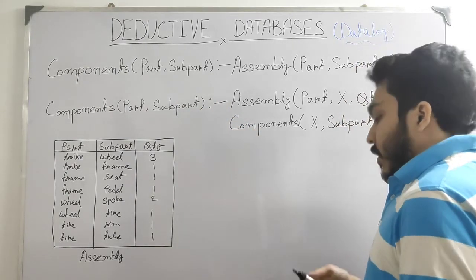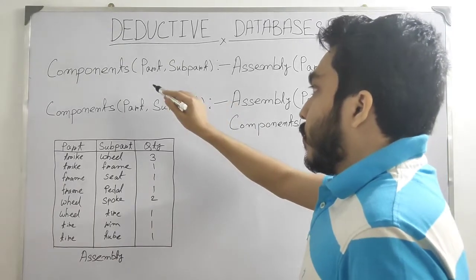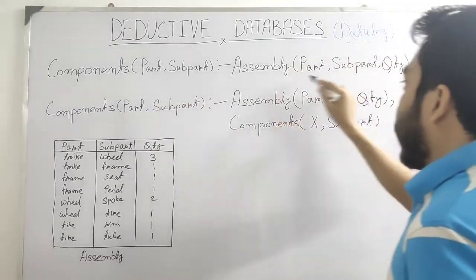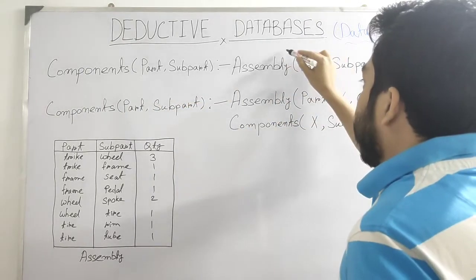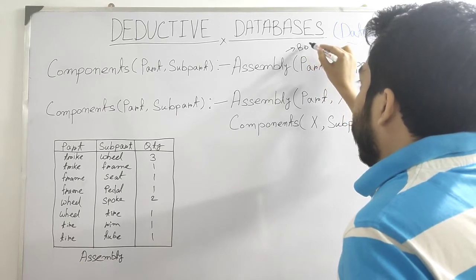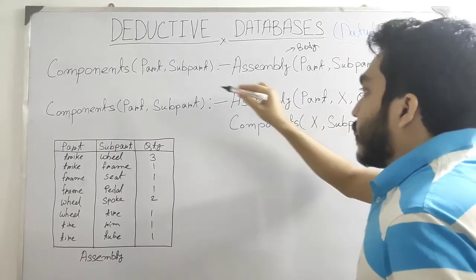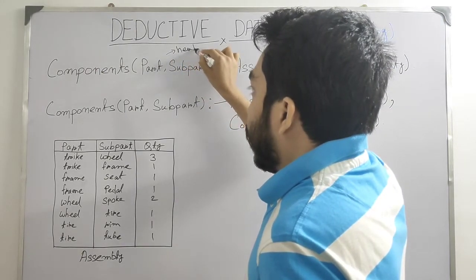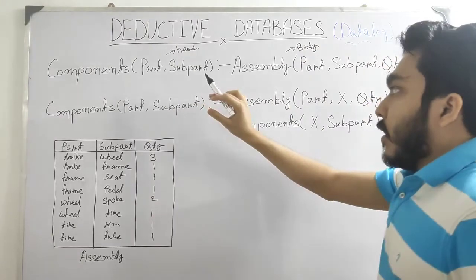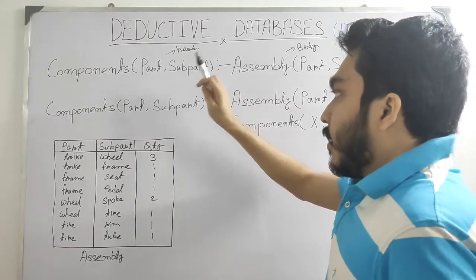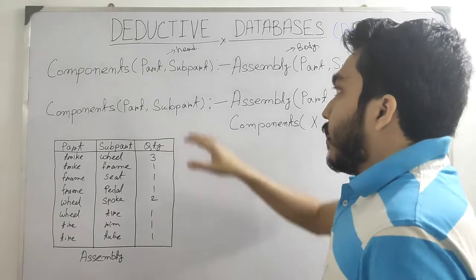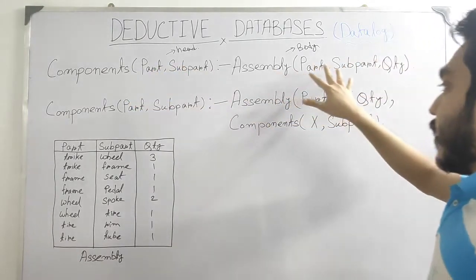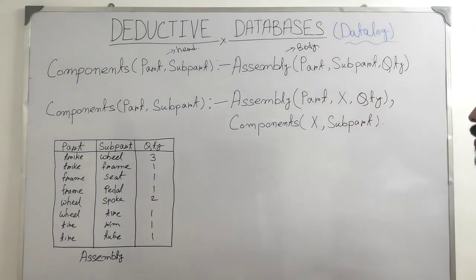Any Datalog rule consists of two components. This is the first component and this is the second component. This component is called the body and this component is called the head. In Datalog, which consists of a set of rules, the first component is called the head of the rule, and the second component is called the body.